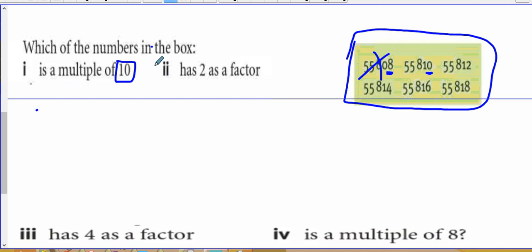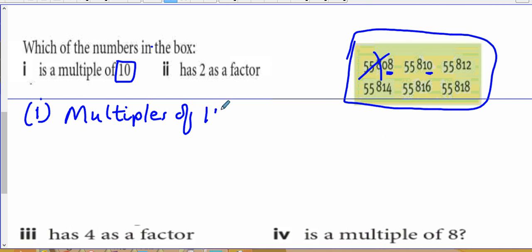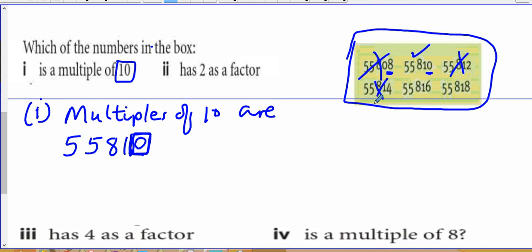So here, Roman 1, which of the numbers in the box is a multiple of 10? We say the multiples of 10 from the box are the first one. We got 5, 5, 8, 1, 0. How did we know? It is ending with 0, or the last digit here is 0. So this is a multiple of 10. How about this? No. So we have only one number which is a multiple of 10. This number is 5, 5, 8, 1, 0.